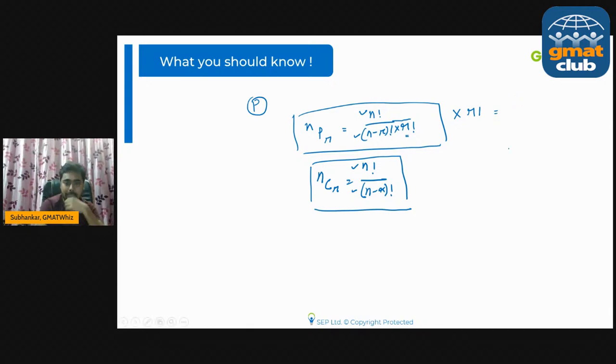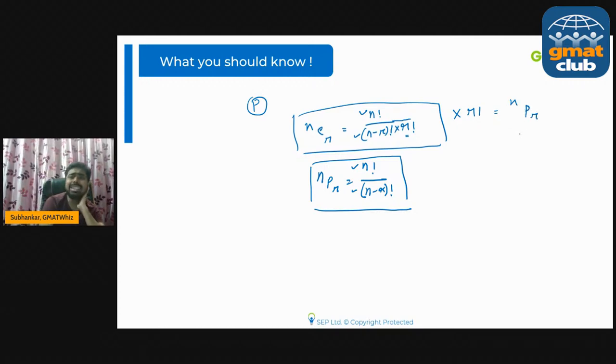Sorry, my bad. Just a minute. I made a small error here with nCr and nPr. It should be nCr is this and nPr is that. Let me correct it. So now when I multiply by r factorial, I get nPr.